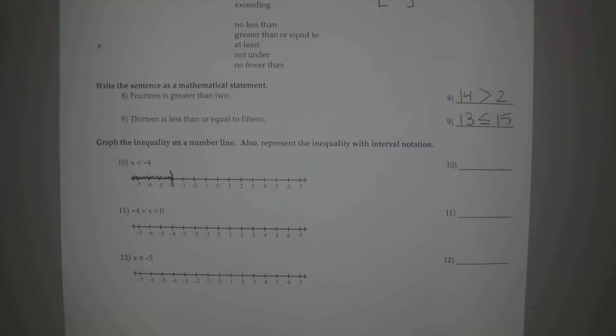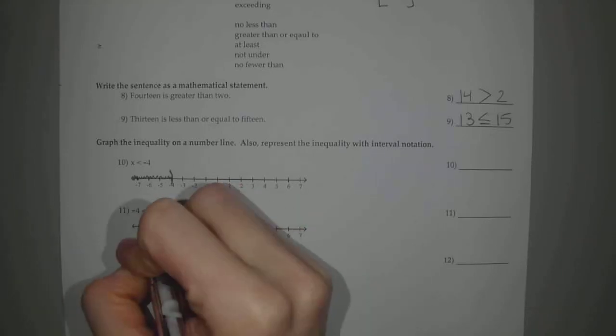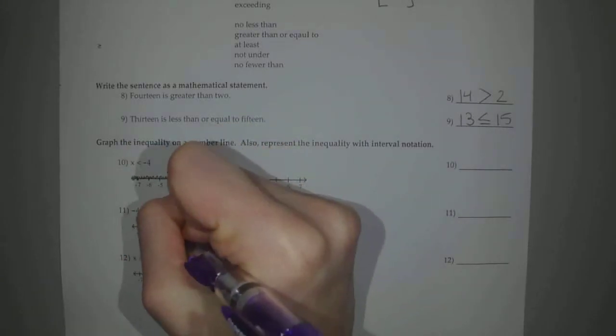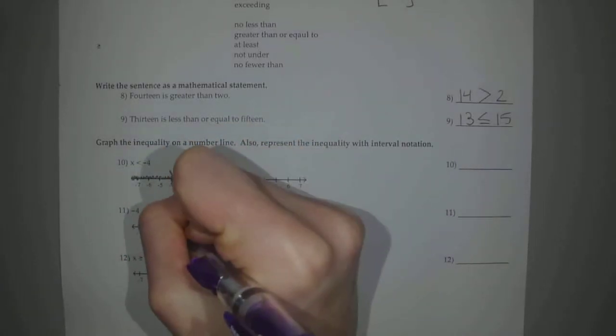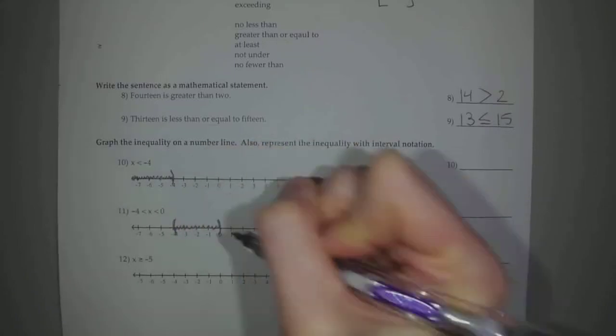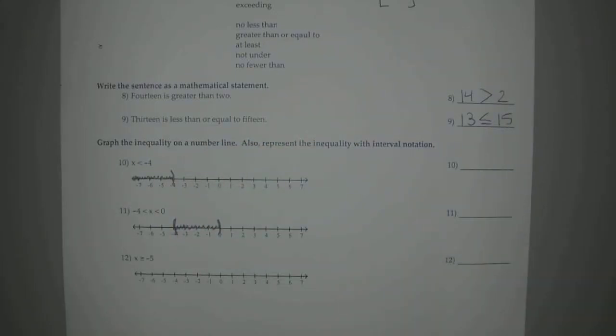One at -4 opening towards 0. One at 0 opening towards -4. And we're going to shade all the values in between. So this x is between these two numbers. That x is between two numbers. And I'm going to go back because I forgot that we're supposed to write it in inequality notation, interval notation. We'll go back and do that here in a second.